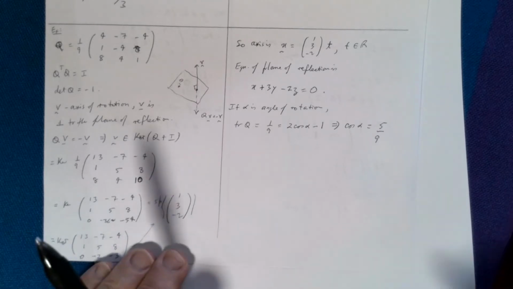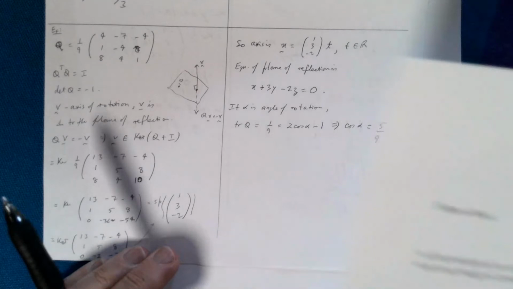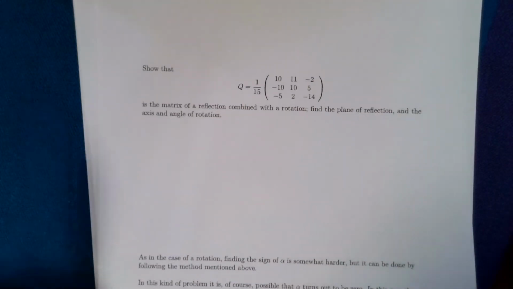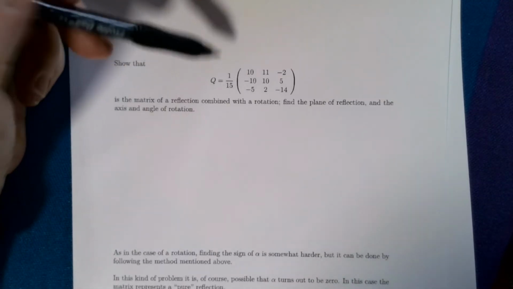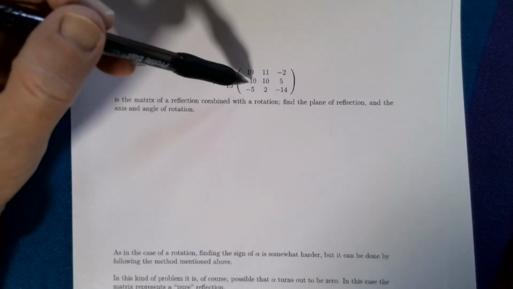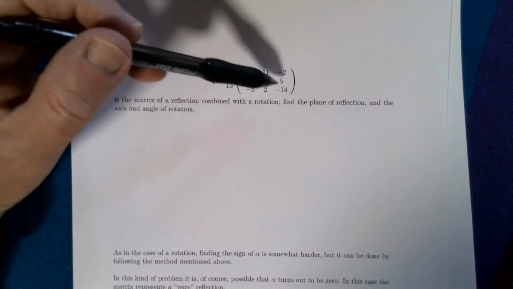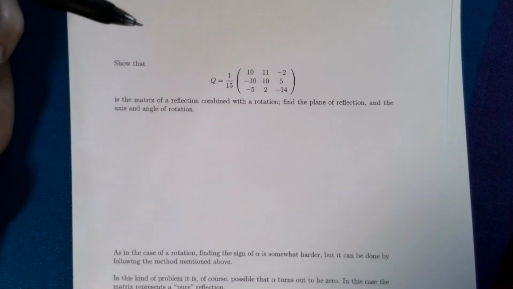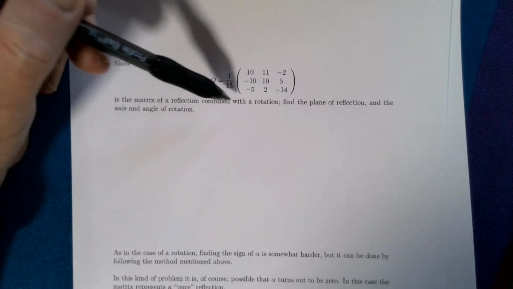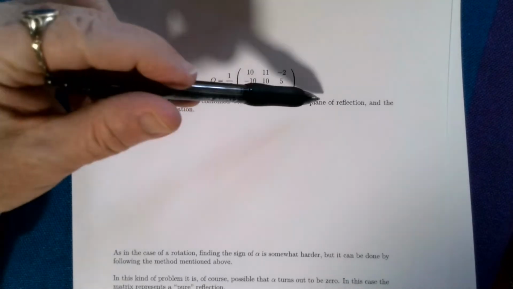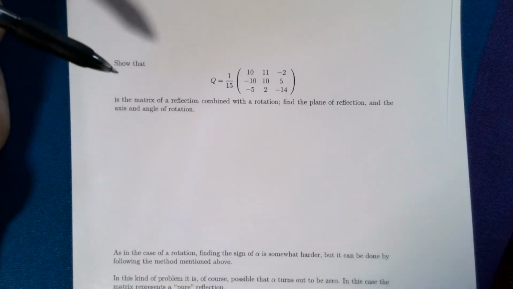I always like to do a couple of examples of this. So we're having a look now, and we're going to show that this matrix, 1 on 15, with rows 10, 11, minus 2; minus 10, 10, 5; and minus 5, 2, minus 14, is a matrix of reflection combined with a rotation. We want to find the plane of reflection and the axis and angle of rotation.